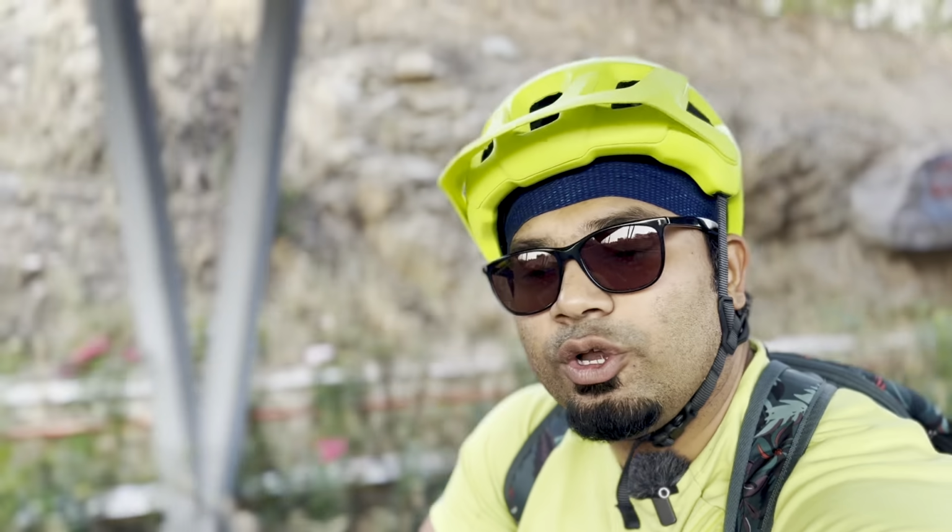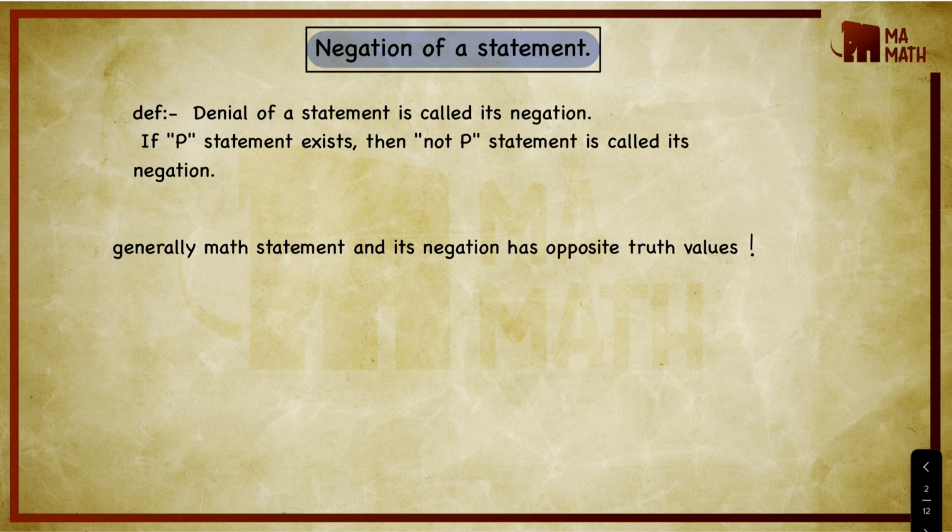Now let's understand the negation of a statement. Basically, the denial of any statement is called its negation. Now imagine there is a statement like P. Then the statement not P is its negation. So to summarize, the negation of a statement is basically the denial of the statement. Imagine we had a statement like P, some random statement. Now the statement not P will be called its negation.